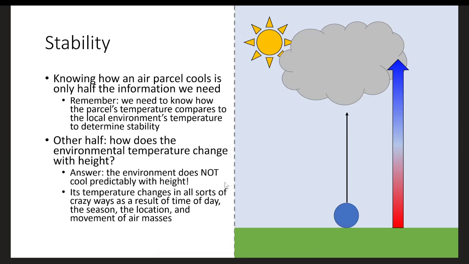Stability again. Knowing how an air parcel cools is only half the information we need. True, because we need to know how the parcel's temperature compares to the local environment's temperature to determine stability. So how does the environmental temperature change with height? The answer is that the environment does not cool predictably with height. Its temperature changes in all sorts of crazy ways as a result of the time of day, the season, the location, and the movement of air masses.